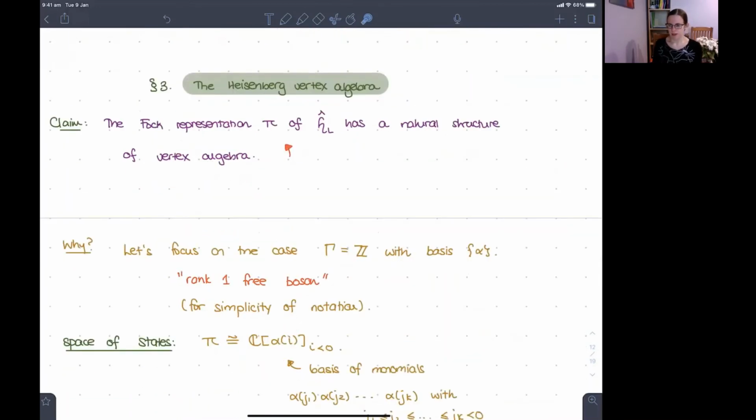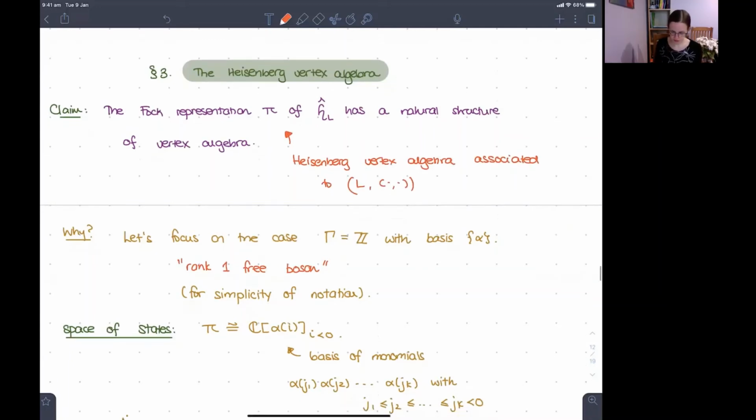Okay. So the next claim is that this Fock representation pi has a natural structure of vertex algebra, and it is called the Heisenberg vertex algebra. Okay. So why is this true?